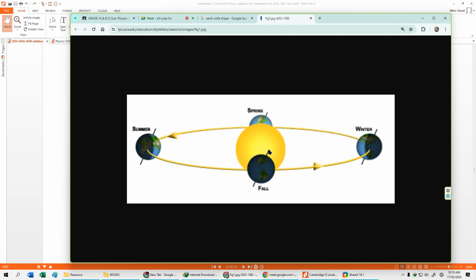The axial rotation is not vertical on the orbital plane. There's a bit of an angle over here, and you don't have to know this angle, but this angle is about 23.5 degrees. So that's the information about that. It means that Earth is slightly tilted about its orbital plane.